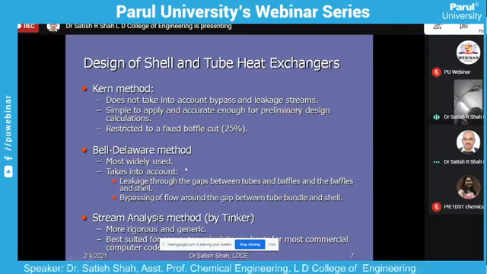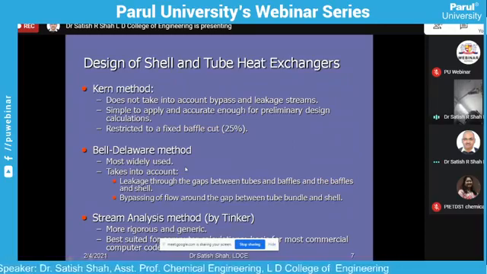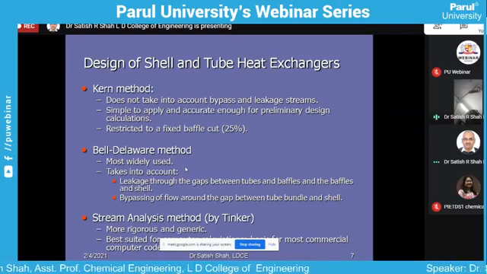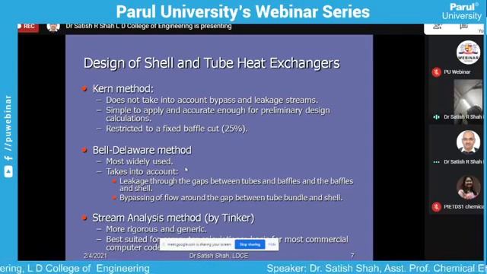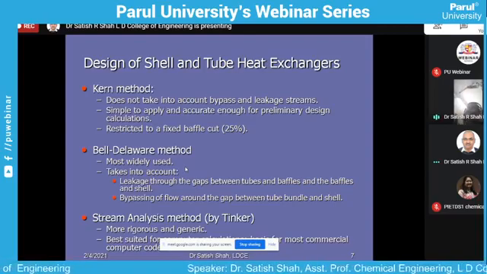Then we have the Bell and Delaware method. Whatever small gap there is between the tube and baffle, and shell leakage, that is also taken into account by the Bell and Delaware method. But by experience, we have found that even if you do not go for the Bell and Delaware method, it will not have any problem, because we have done the analysis using Tinker's model of the effect on heat transfer and the effect on pressure drop.